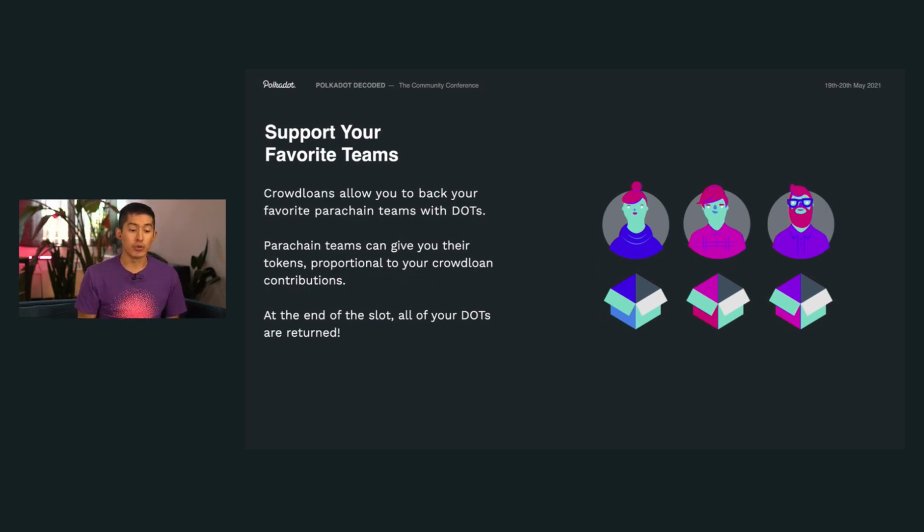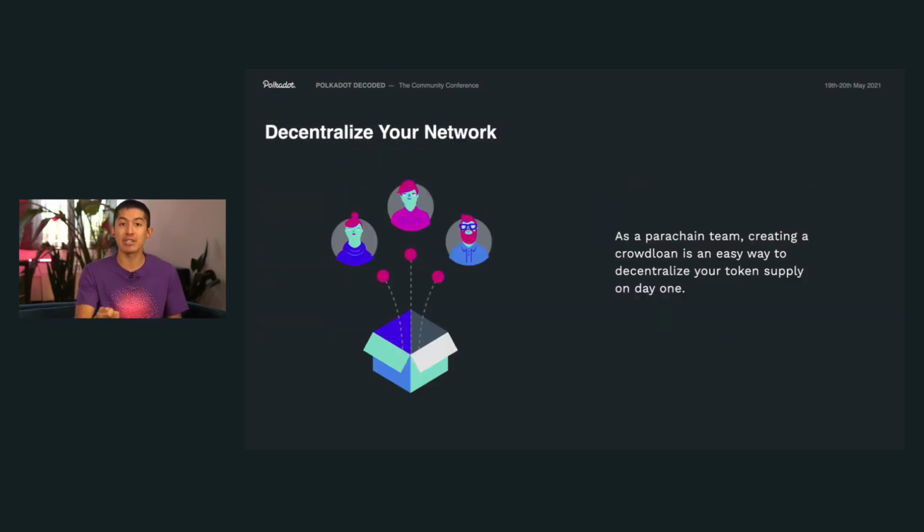And then as a DOT holder, Crowdloans are an amazing way for you to shape the future of the network. You can back the parachain teams which you think will provide the greatest value. You can even get some of the parachain tokens or other rewards along the way. And remember, all of you get them personally invested in your success as a parachain. So it really is a win for everyone.